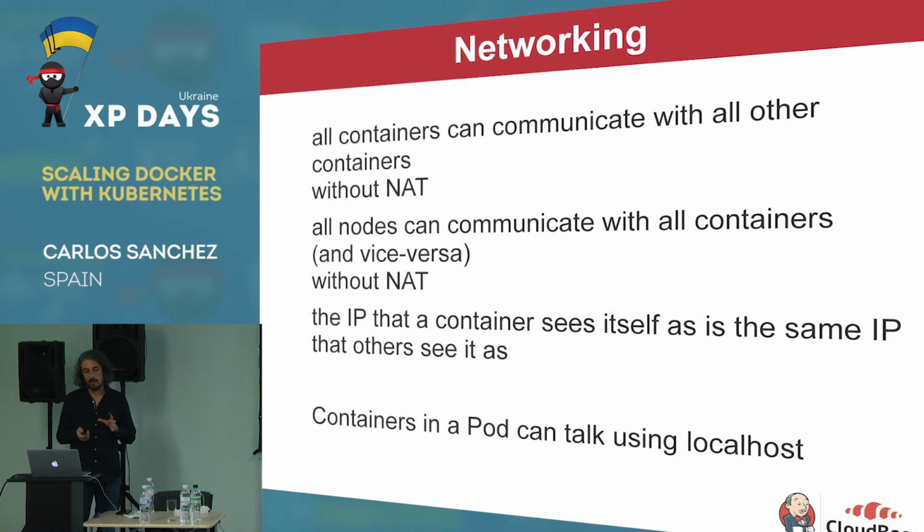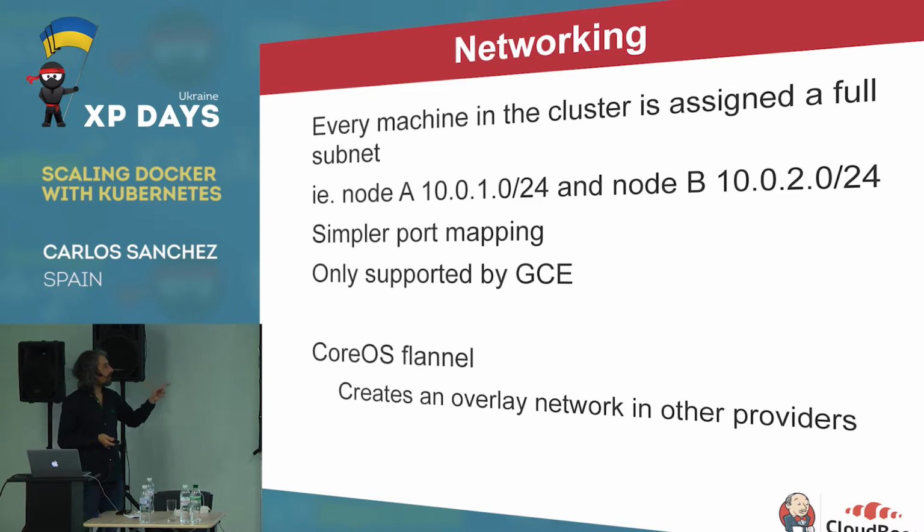This is a bit complicated, and the only cloud that supported this was Google Cloud. If you run Kubernetes in some other place, you have to use CoreOS Flannel, which basically creates an overlay network. I mean, this is just an advanced Docker installation where you want to have individual IPs for each container and not each node, and then you can create firewall rules for individual containers and things like that. So this is, let's say, an advanced topic.